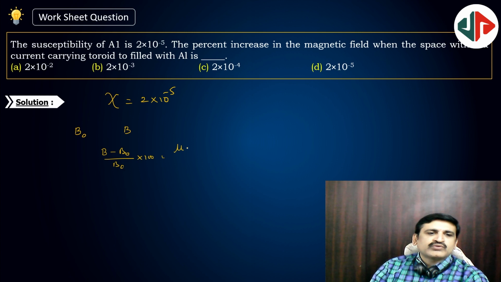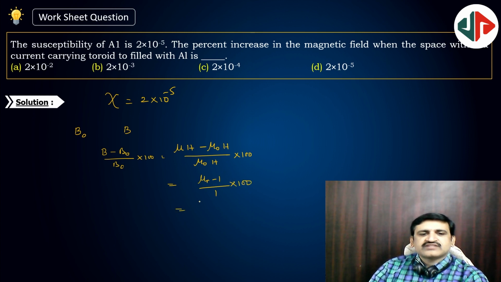B is mu into H, minus mu naught into H, divided by mu naught into H, into 100. H gets cancelled. Mu naught can be taken common. So mu r minus 1 by 1, mu naught cancelled, into 100, so that is equal to (mu r minus 1) into 100. Now susceptibility chi plus 1 is equal to mu r, that means mu r minus 1 is chi only. So chi into 100 is the percentage change in B. So chi into 100, 2 into 10 to the power of minus 5 into 100, that is 2 into 10 to the power of minus 3.